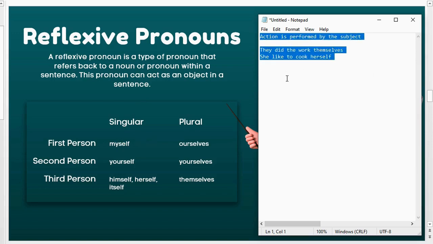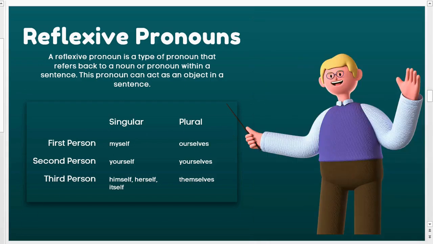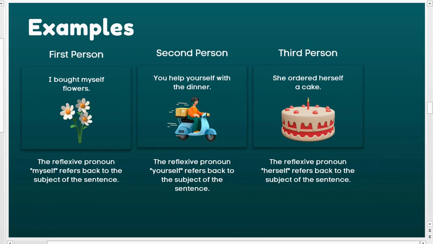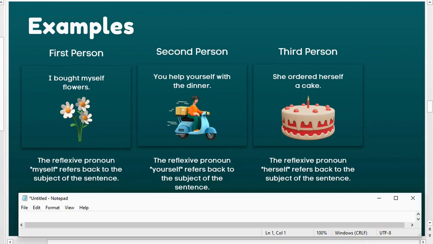Okay, now we move to the next slide with examples, then it would be more clear. The examples of reflexive pronoun: first person, second person, third person. I bought myself flowers refers back to the subject of the sentence. If I say I bought myself flowers, it comes back to me, the subject. I am the subject, so it comes towards me.